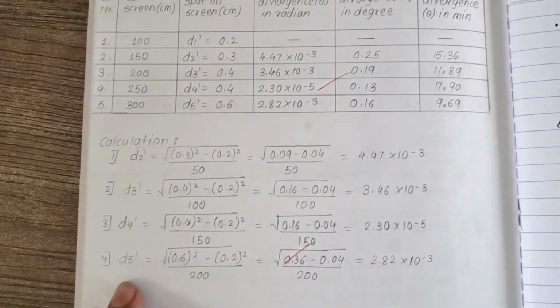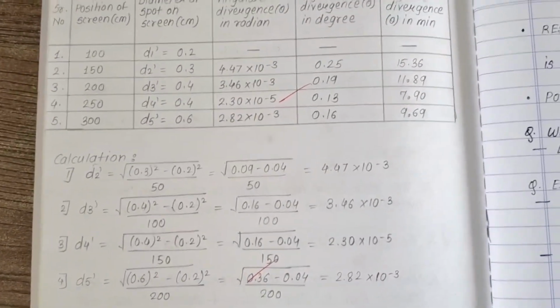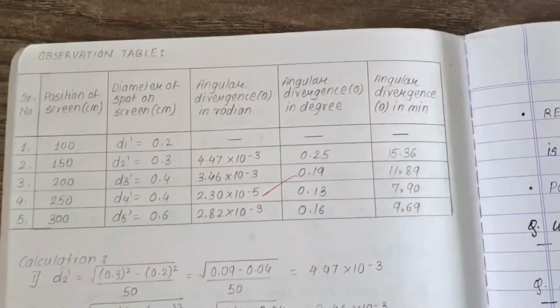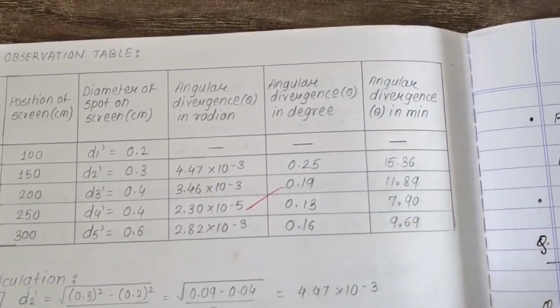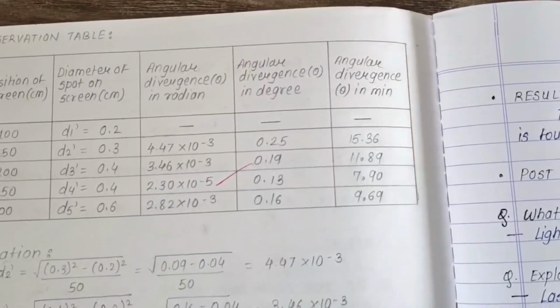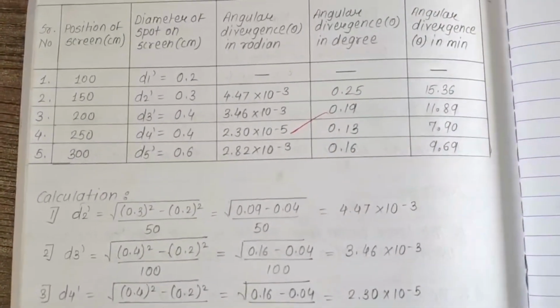By using this formula, we can calculate theta, and then we will convert theta into degrees and degrees into minutes. By this we can calculate the angular divergence of the laser beam.